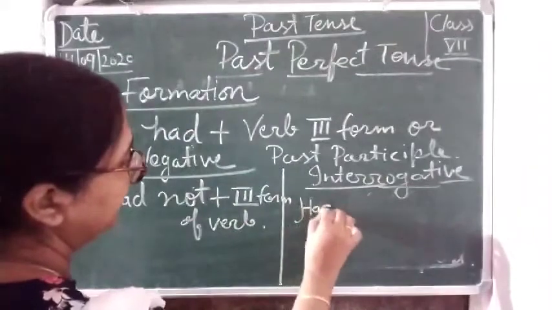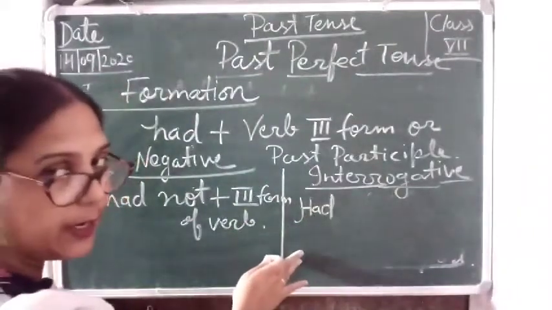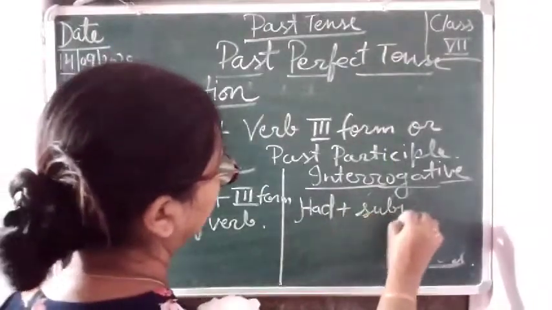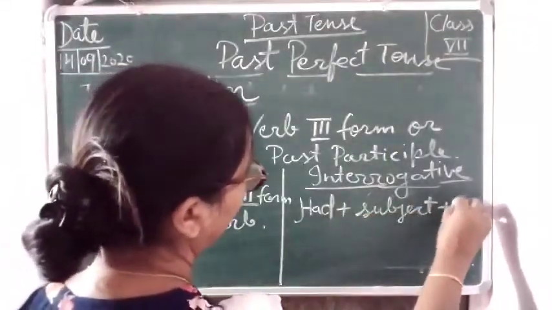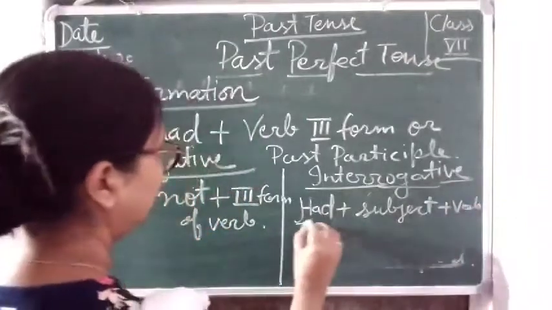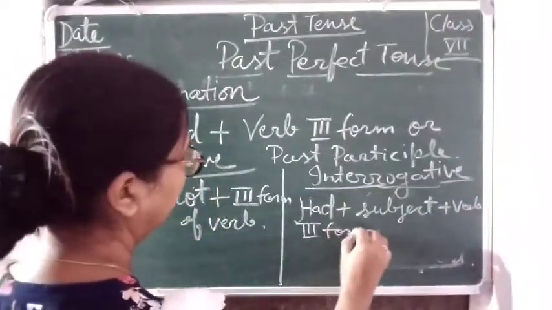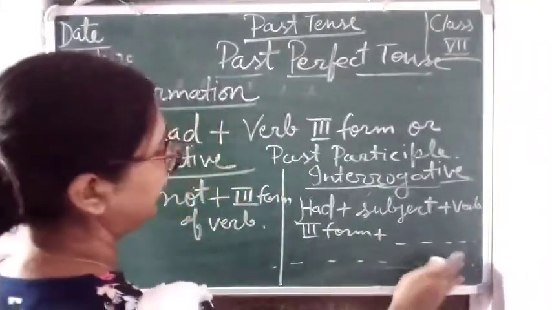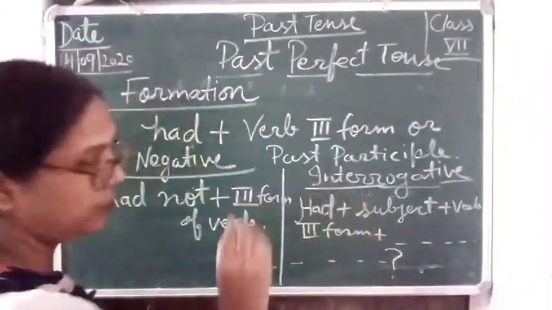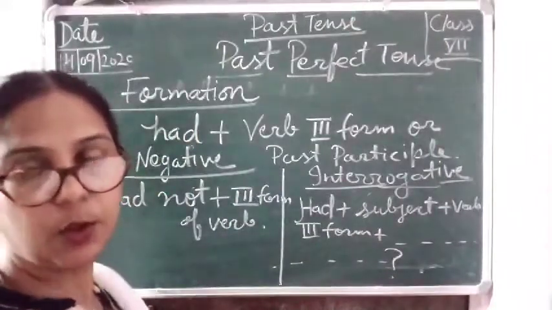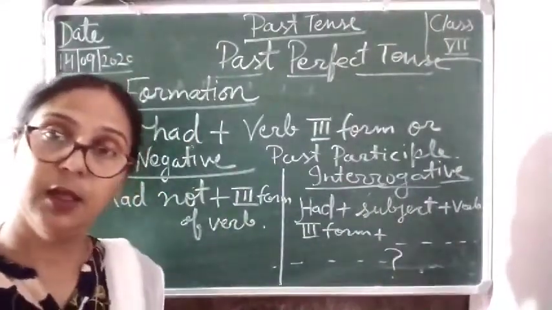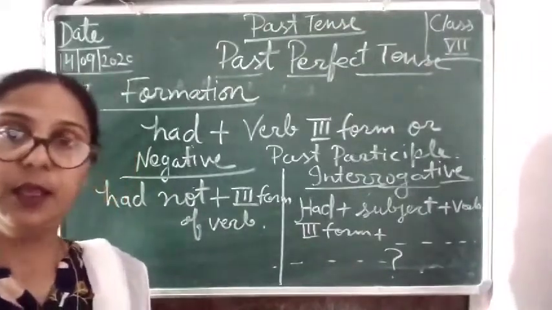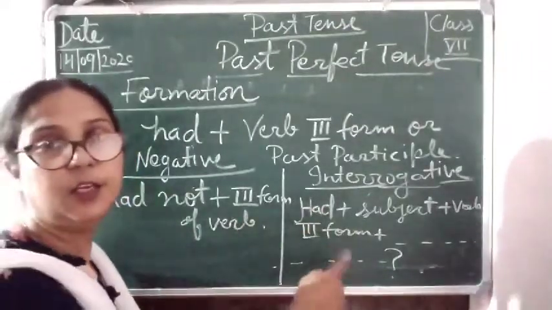Had will be placed at the first place of the sentence, and then the subject, then the verb third form, and then other words of the sentence, and a question mark will be placed. So this is the formation of making past perfect tense sentences, negative and interrogative.